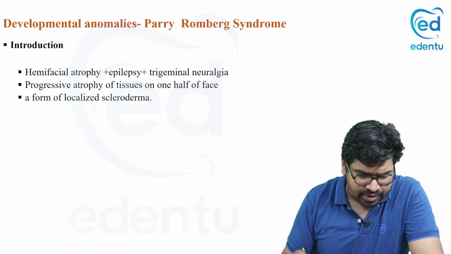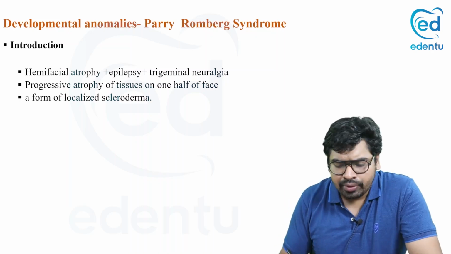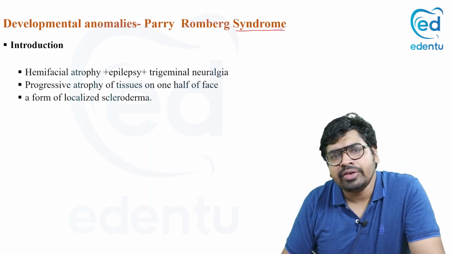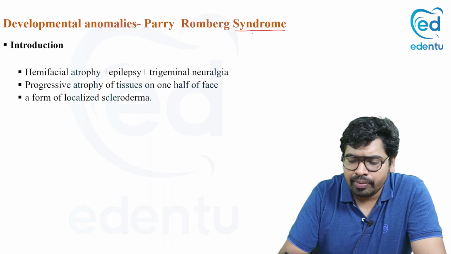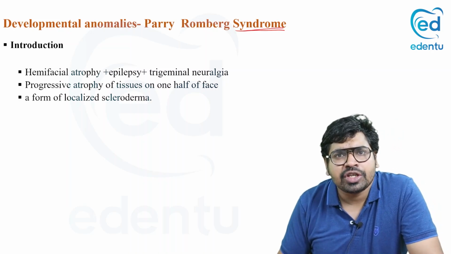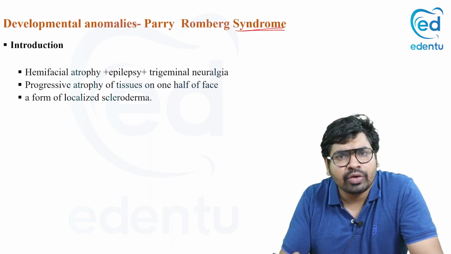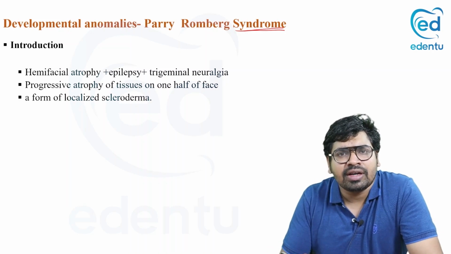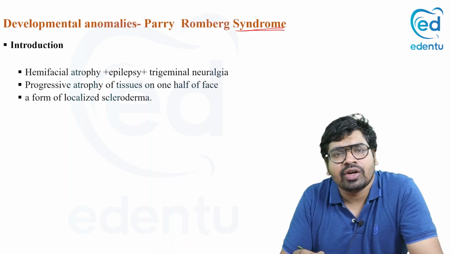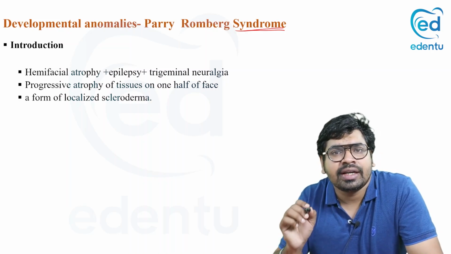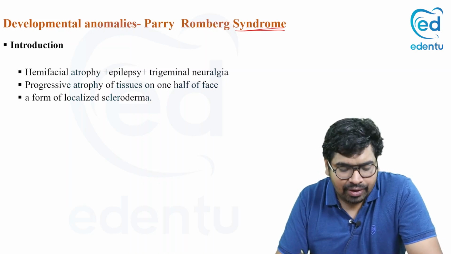Now, let's see. Parry-Romberg syndrome, as you all know, is a syndrome, and syndromes come in a group. Syndromes are diseases which come in a group. There are 2-3 diseases coming together. When 2-3 diseases are associated together, they are called a syndrome. So what's there in Parry-Romberg syndrome? It's very easy to remember.